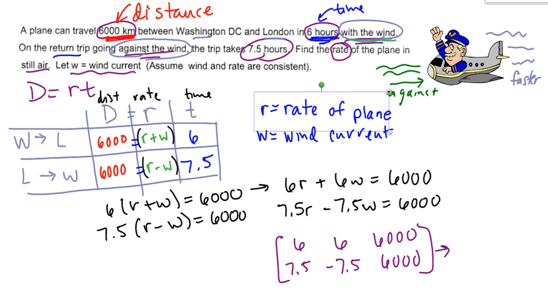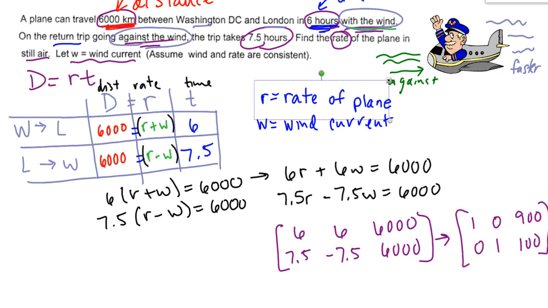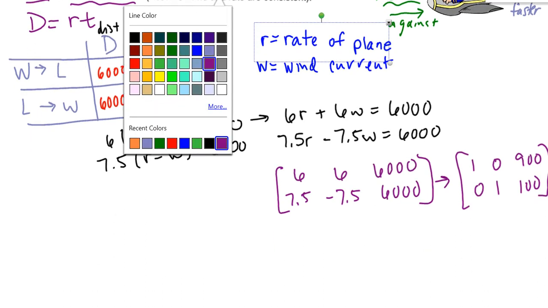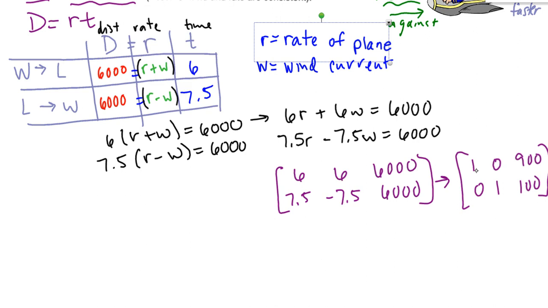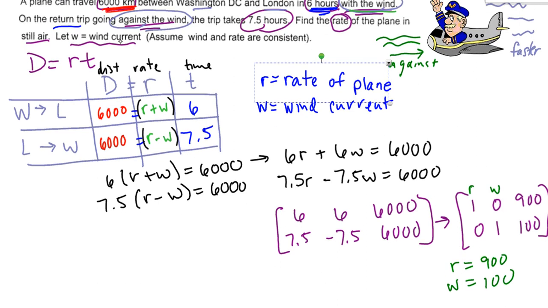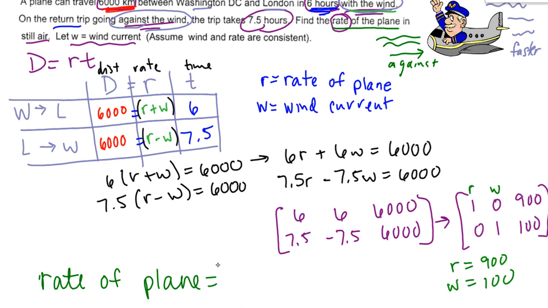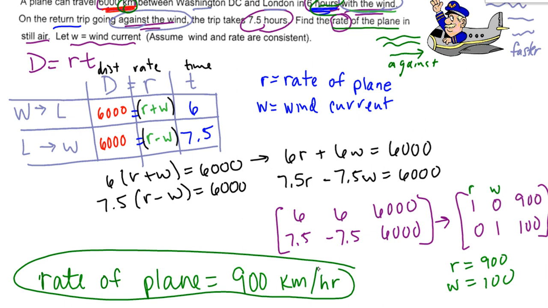Okay, coming out, we're going to see what we get for the augmented matrix. You guys will get quicker at this. Okay, so that's what I got for my augmented matrix, which means we've got R, this was our R, this was our W, so R equals 900, and then W equals 100. And it asks us to find the rate of the plane in still air. So the rate of the plane equals 900 kilometers, it says right here, kilometers per hour.